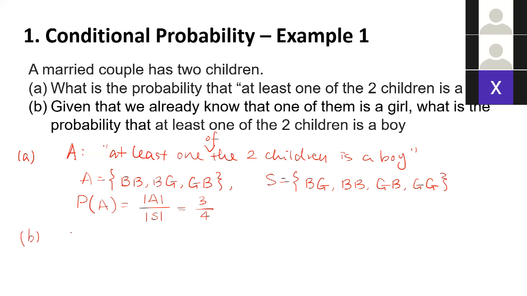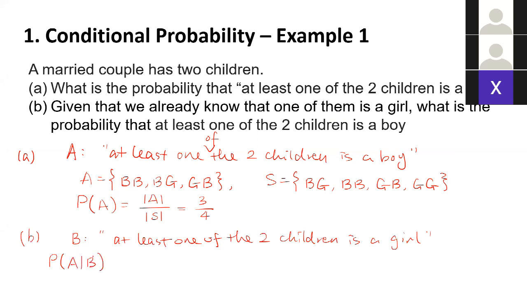For the next question, we need to denote another event, right? Because here it says we already know that one of them is a girl. So that means there is another event, B: at least one of the two children is a girl, right? And here we want to calculate the probability of A given B, right? That means we know that B already happened. At least one of the two children is a girl. This event has already been happening. And under this situation, we calculate the probability of A. That means the probability of A given B. So this is defined as the probability of intersection of A and B over the probability of B, right?